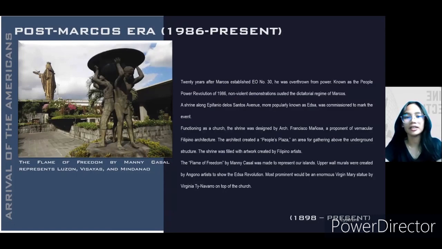With impressive colonnades, concrete facades, and dominating aura ng Marcos era, let's proceed to the post-Marcos era, 1980s to the present. Pagkatapos ma-establish ni Marcos ang EO number 30, he was overthrown from power. And it was known as the People Power Revolution of 1986.